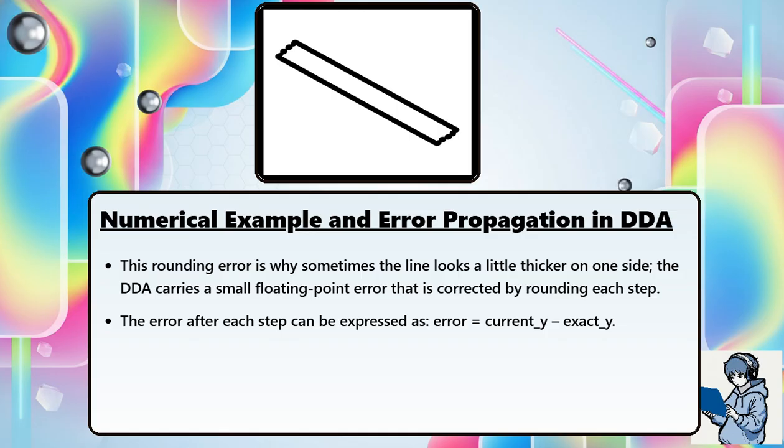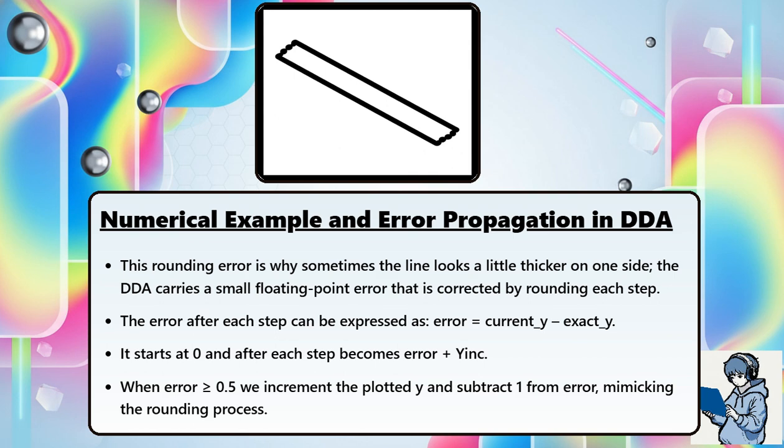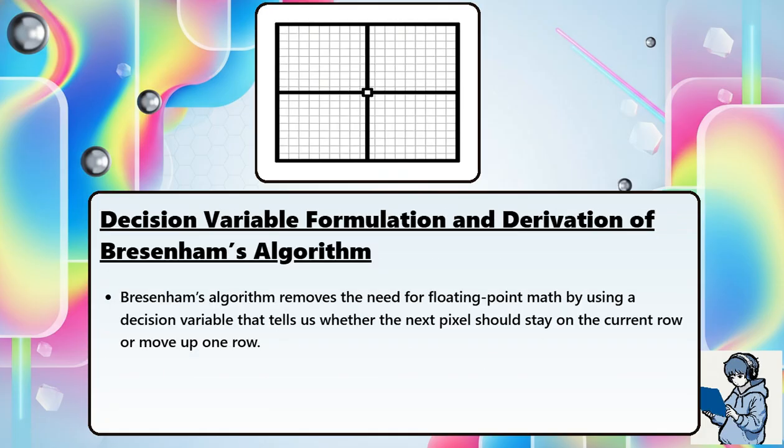The error after each step can be expressed as error equals current y minus exact y. It starts at 0 and after each step becomes error plus y inc. When error is greater than or equal to 0.5, we increment the plotted y and subtract 1 from error, mimicking the rounding process. Bresenham's algorithm removes the need for floating point math by using a decision variable that tells us whether the next pixel should stay on the current row or move up one row.